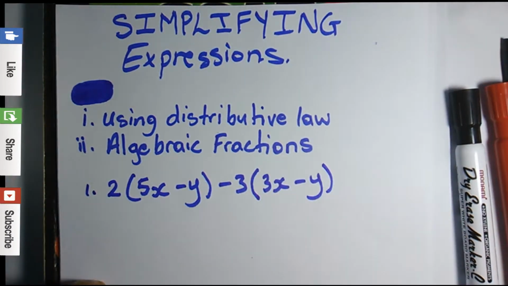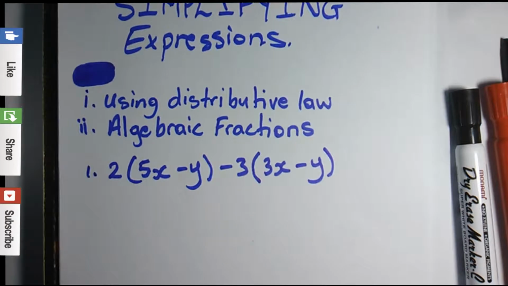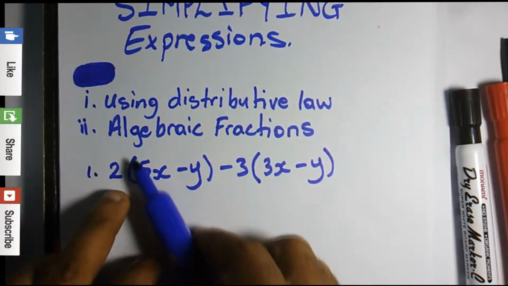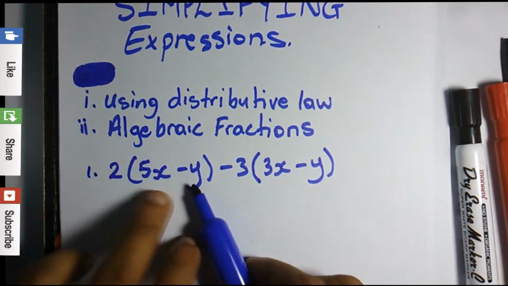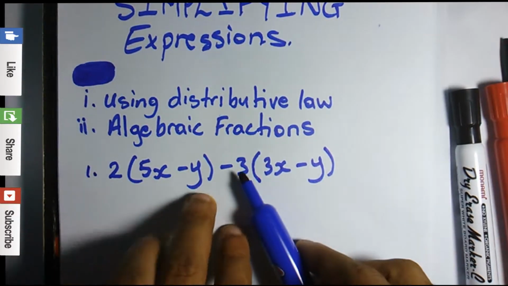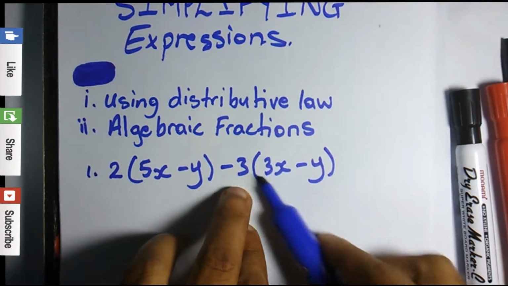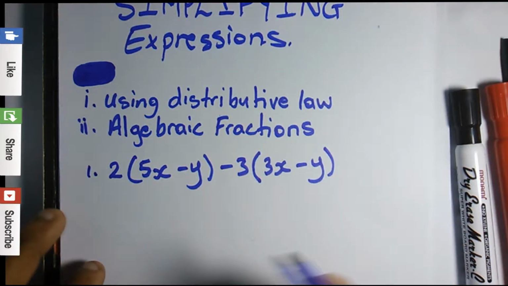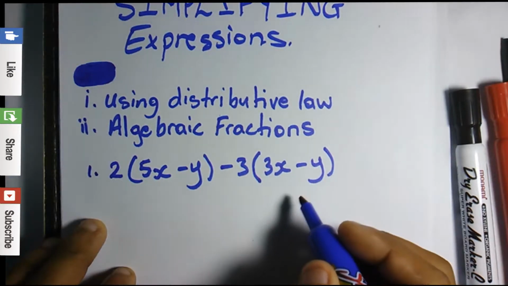Now, this is a possible CXC question type. So we have 2 times, remember bracket means to multiply, so we have 2 times 5x minus y, minus 3 times 3x minus y. Now we're going to apply distributive law to expand these brackets.